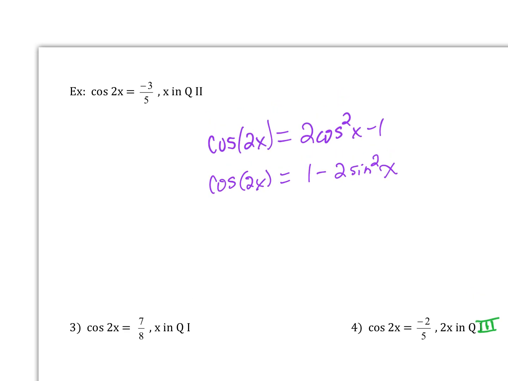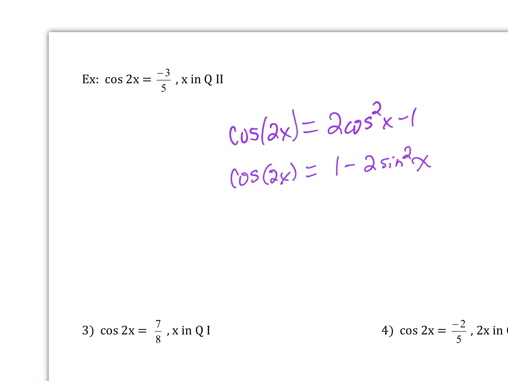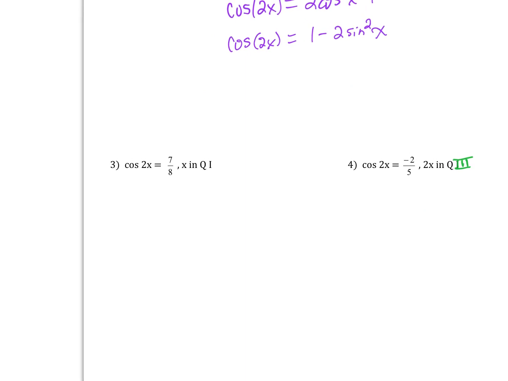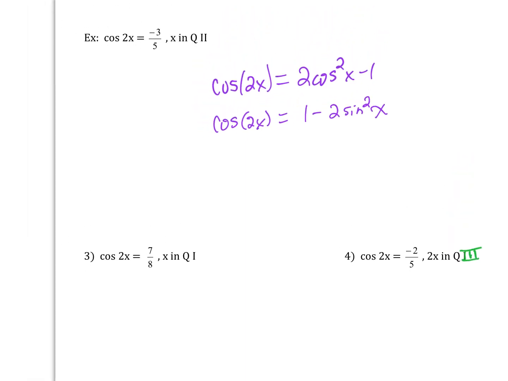On the notes on Canvas, I will have all of these worked out. We are actually only going to look at these two down here, number 3 and number 4. So I've written the formulas there just so that we have them back as reference, okay?